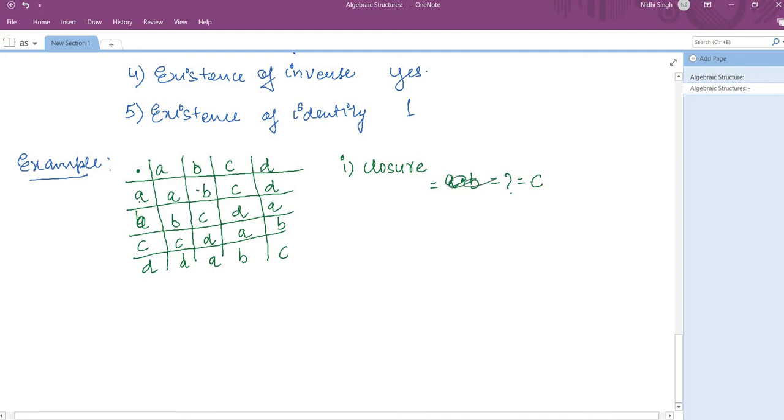What I mean is, if we take any elements and perform the dot operation on them, whatever outcome the table produces must belong to the set. So we look at what outcome A dot B produces. A dot B produces B, so yes, B is inside the set. A dot A equal to A also belongs to the set. A dot C equal to C is also in the set, and A dot D equal to D is also in the set. So we can say yes.